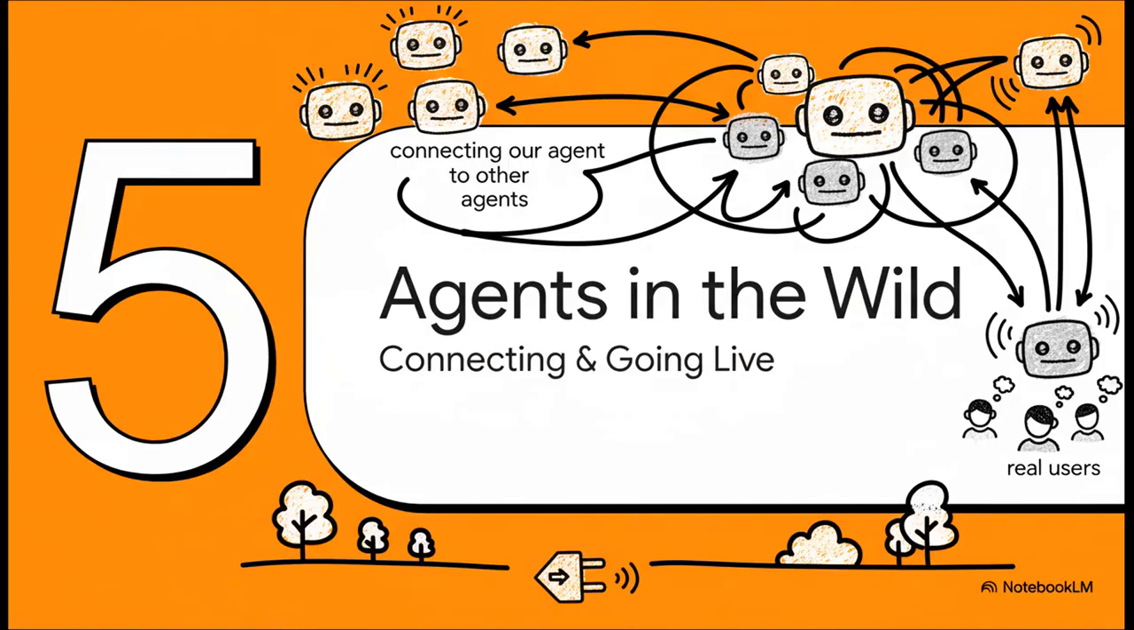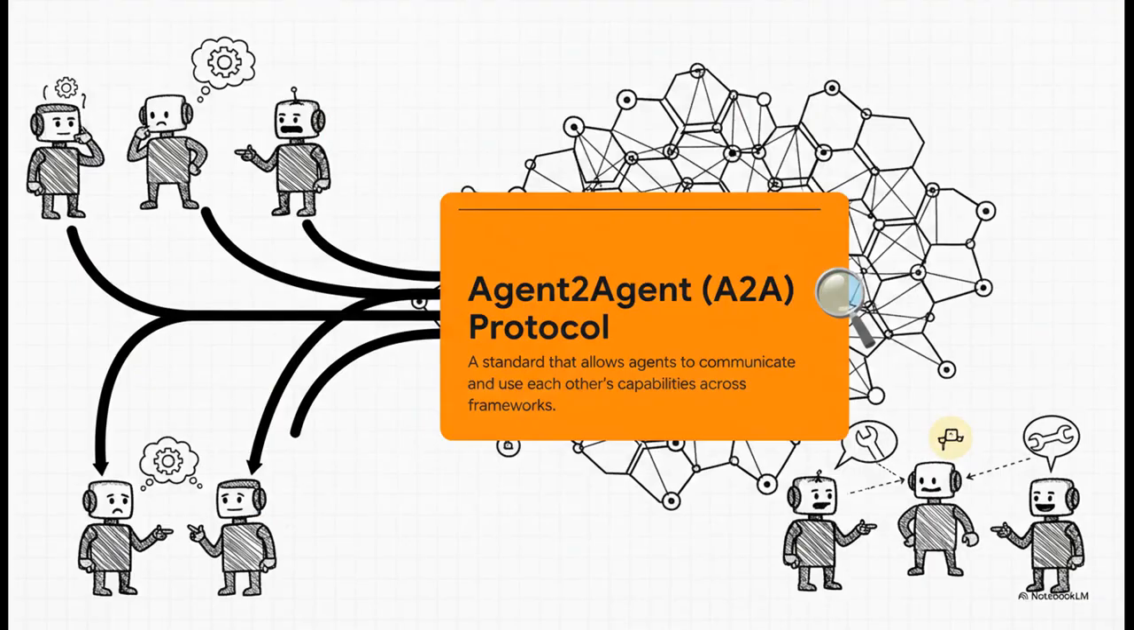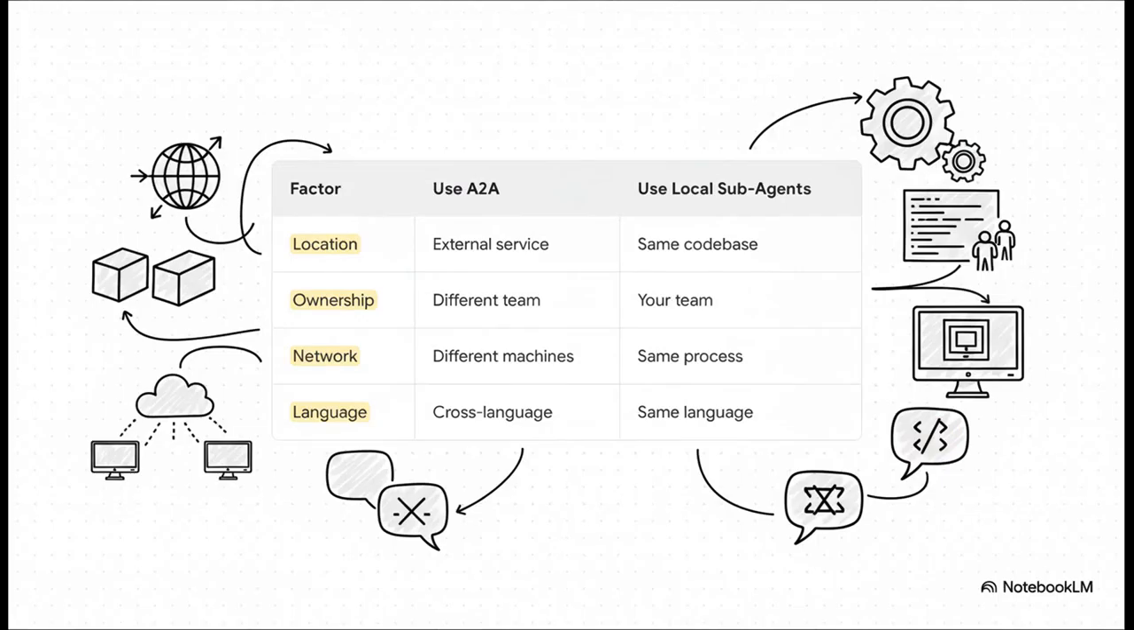And here we are, Chapter 5, Agents in the Wild. We've built our agent, we've given it a memory, we even know how to debug it when things go wrong. Now it's time for the final, most exciting stage of the journey, connecting our agent to the rest of the world and going live. Look, a single agent can't be an expert at everything. The real power, the real magic, happens when they collaborate. And that's where the agent-to-agent protocol, or A2A, comes in. Think of it as a universal language for agents. It's a standard that lets them all talk to each other and use each other's skills, even if they were built by different teams in totally different programming languages running on different servers. It's incredible.